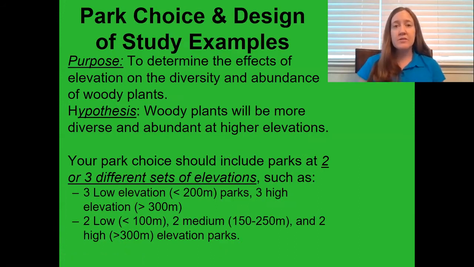So when choosing parks and choosing your physical variable, I think it helps to look at an example of how this might work. Right, so let's say your purpose is examining the effects of elevation on abundance and diversity of woody plants. Then you may hypothesize that, say, plants will be more diverse and abundant at higher elevations. Right, so to test that, you would want parks at different elevations so that you could compare, and you want more than one park at each elevation, right? So hopefully different sets of elevations, such as 3 parks at low elevation and 3 at high elevation, or maybe 2 low, 2 medium, and 2 high elevation parks.